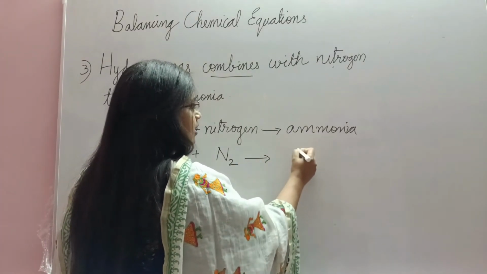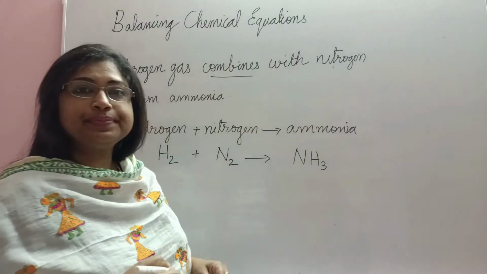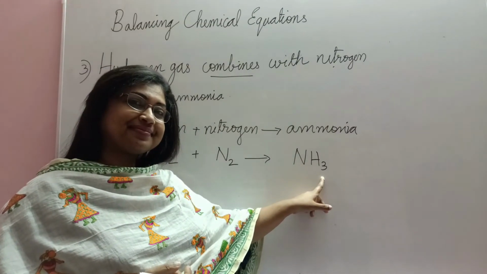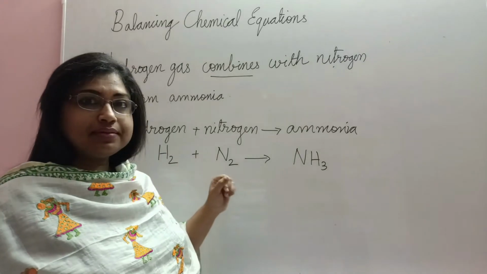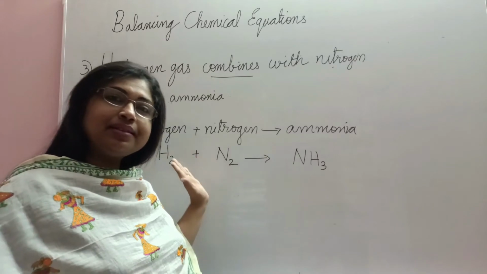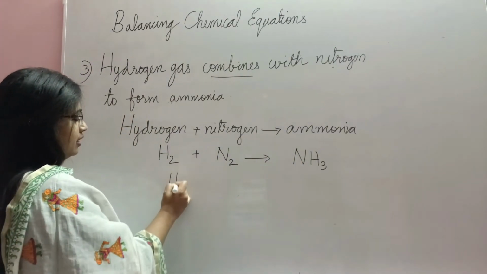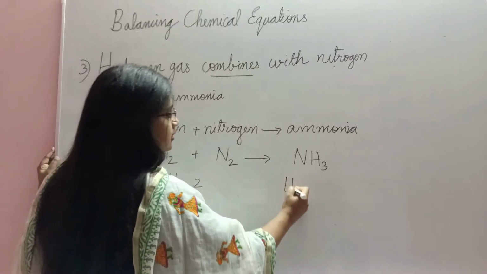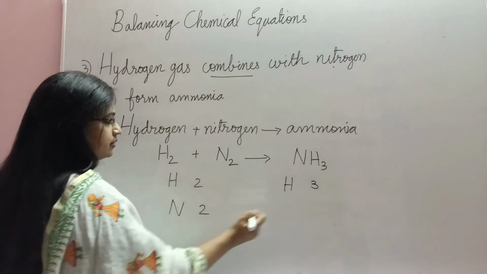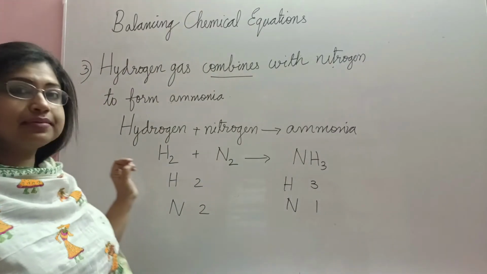Gives ammonia. Ammonia, you may not be familiar. This is the formula of ammonia. Both are non-metals. Okay, NH3. Now, shall we start? Start counting the number of atoms on the reactant as well as on the product side. Hydrogen, here 2 are there. Here 3 hydrogen atoms are there. Here nitrogen 2 are there. Here only 1 nitrogen. Okay.